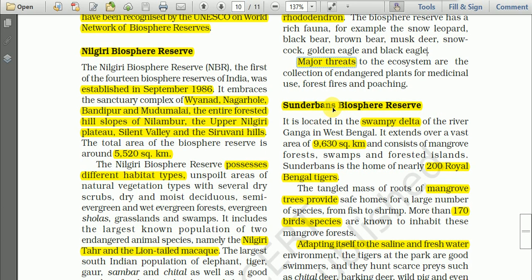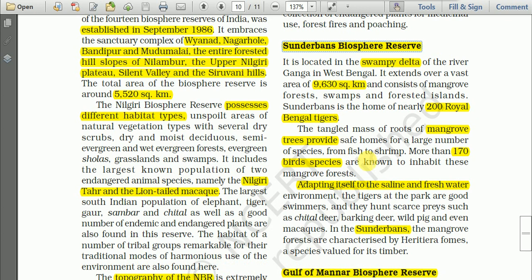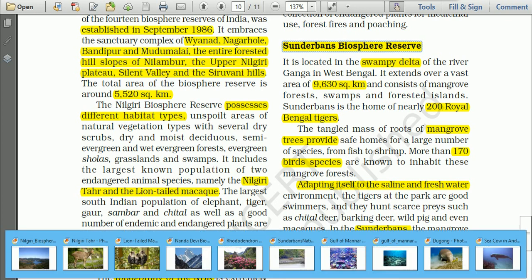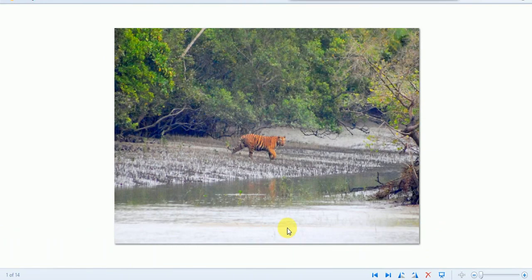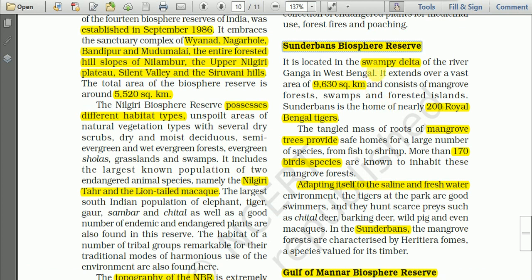Next we have the Sundarban Biosphere Reserve. Here we have photographs showing Sundarban National Park or the Biosphere Reserve, and this is the Royal Bengal tiger. This is a wetland, a marine or coastal biosphere reserve. You may be seeing mangroves, Sundari trees growing here, and it is located in the swampy delta of the river Ganga in West Bengal.